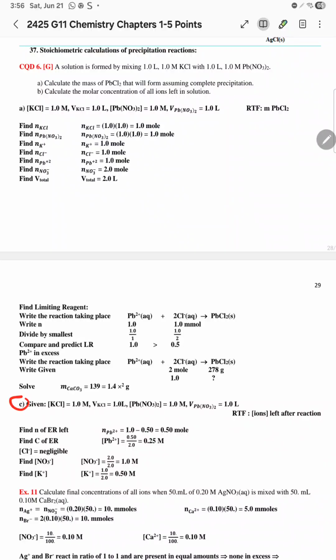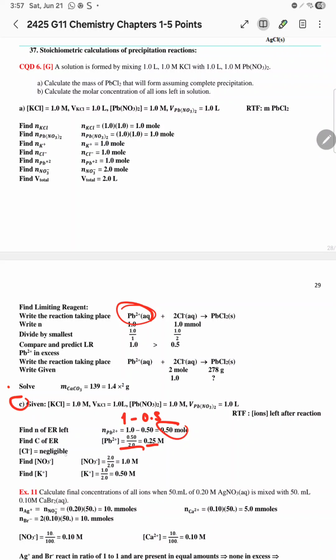What you're gonna do is find the moles of the excess reagent left. We know excess reagent here is Pb. Since Pb is our excess reagent and we used to have 1 mole of it, how many moles are left? How do you find that? You minus by the limiting ratio, which is 0.5. You're gonna be left with 0.5. Then you find the concentration by dividing the moles by the total volume, which is 2 liters, and then you get 0.25 molarity.